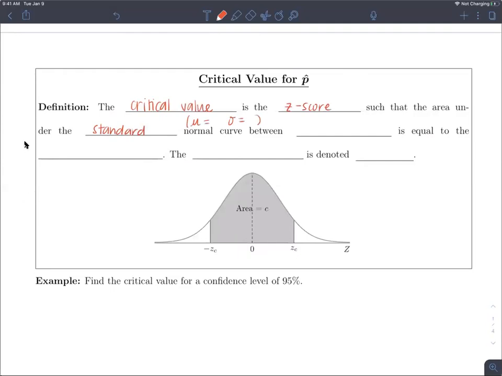So think back to chapter 6, right? What's the mean and standard deviation? Yeah, flip that, right? So the mean is 0 and the standard deviation is 1. And so when you're dealing with these critical values, it should usually be between -3 and +3. And so here it's the z-score such that the area under the standard normal curve between -z sub c and +z sub c is equal to our confidence level.